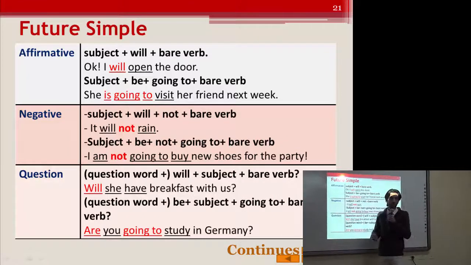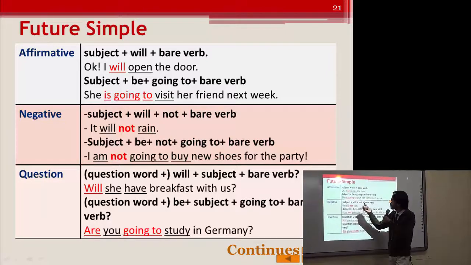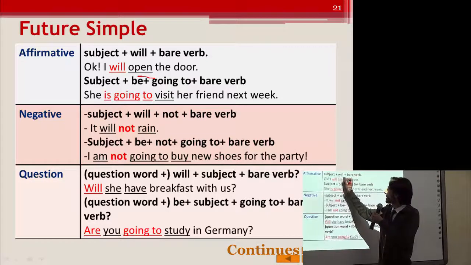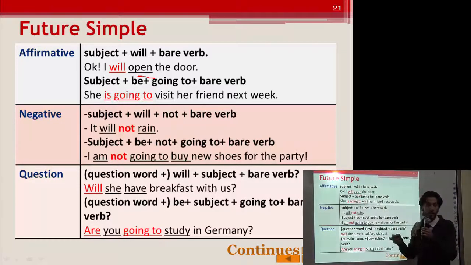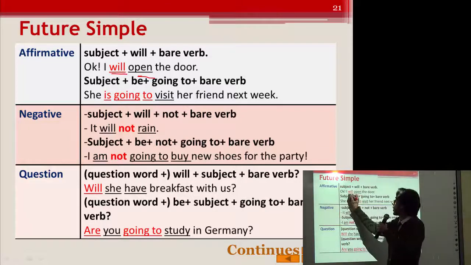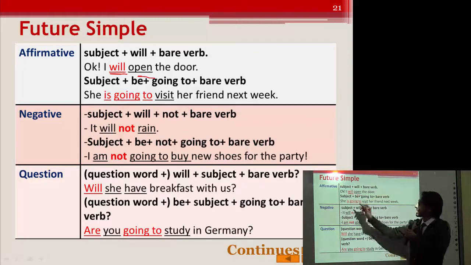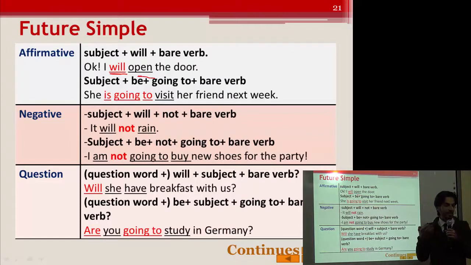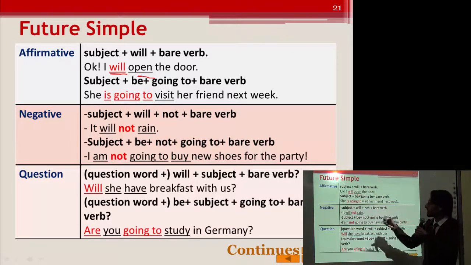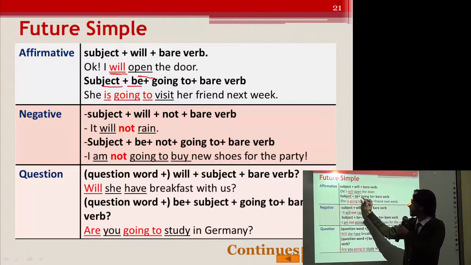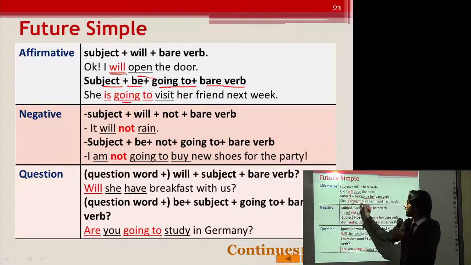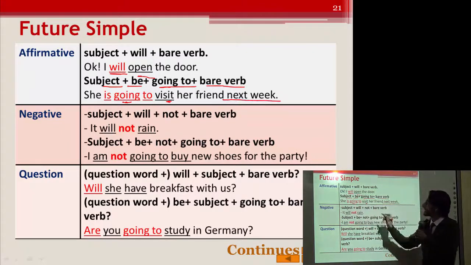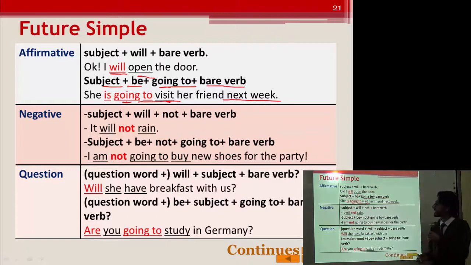Okay, future simple form. In affirmative, we use subject plus will plus base verb. For example, I will open the door. We have also a second form of the future simple. For example, subject plus be plus going to and the base verb. She is going to visit her friend next week.